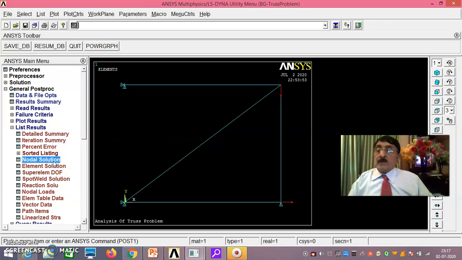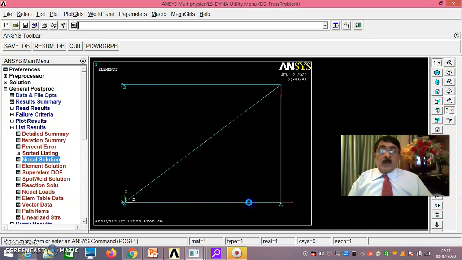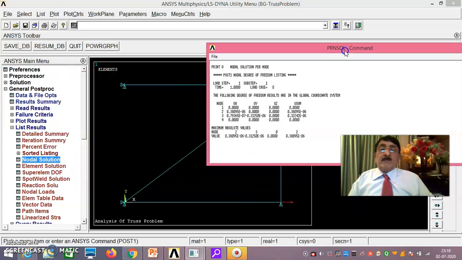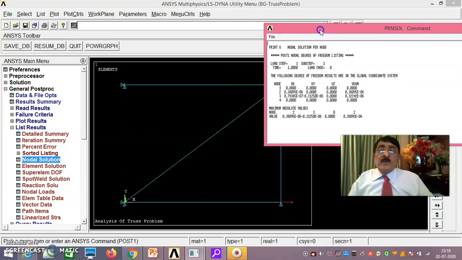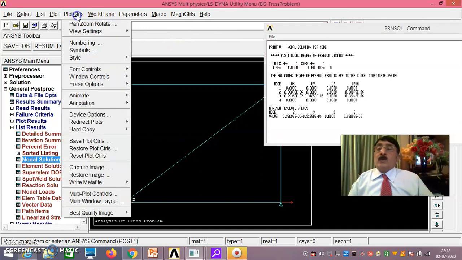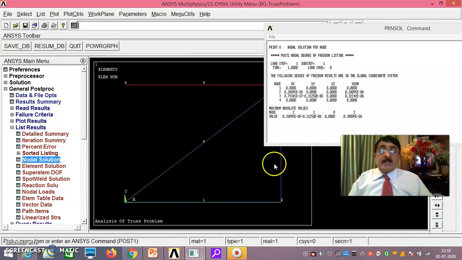Nodal solution, displacement vector sum you see. Okay, you got displacement vector sum like this. We don't know which is node 1, 2, 3, 4 and all that. Which is node 1, which is node 2, we don't know. That is why I'll go to plot controls, numbering, and turn node numbers on, and even element numbers also I'll make it on.